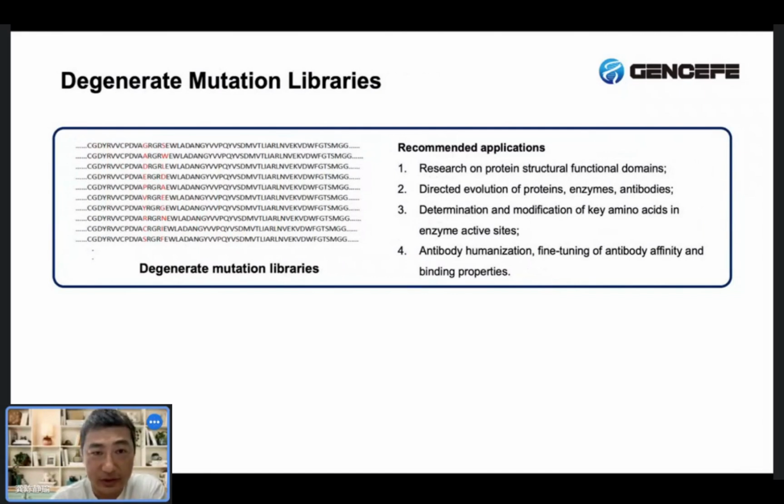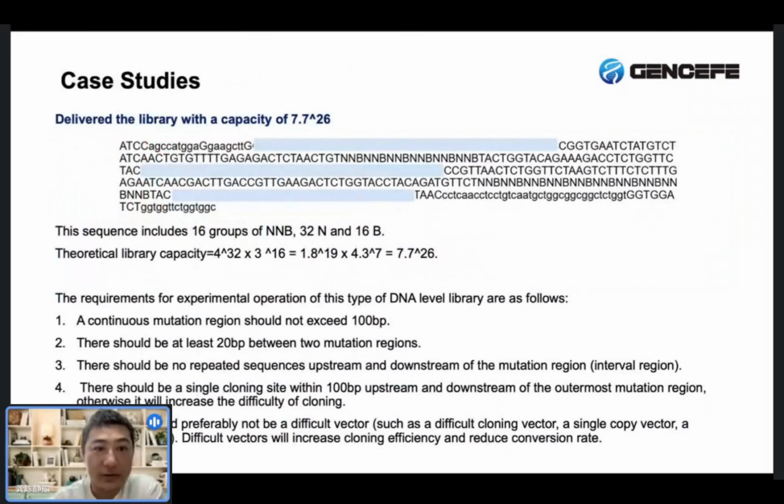And next is the degenerate mutant library. This is widely used to investigate protein function. In this library, some of the amino acids are degenerated to the other 20 amino acids. So this is a real example of a degenerate mutant library. In this case, you can see many amino acids were substituted by NNK, which codes for any of the 20 amino acids.